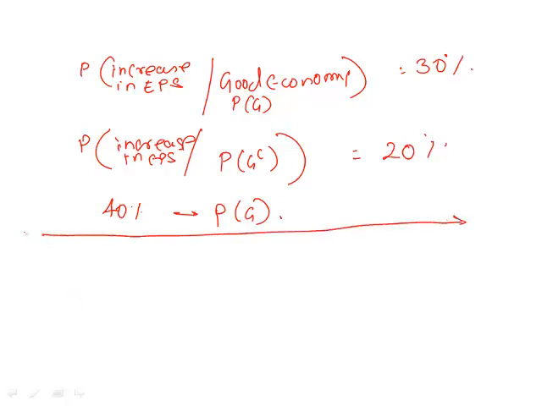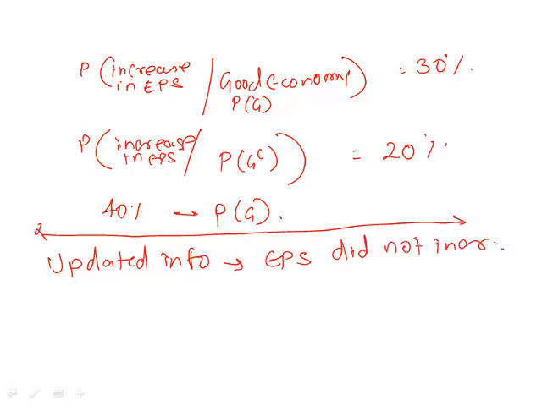Now, Bayes theorem is used for updated information. So what updated information did you receive? That EPS actually did not increase. So what is the probability that it was a good economy scenario? This is Bayes theorem.